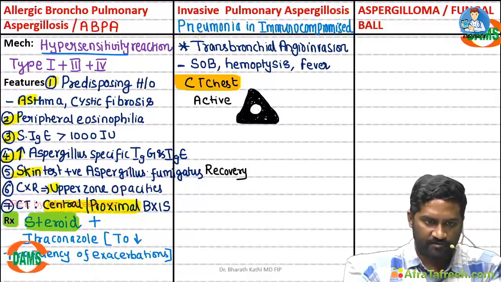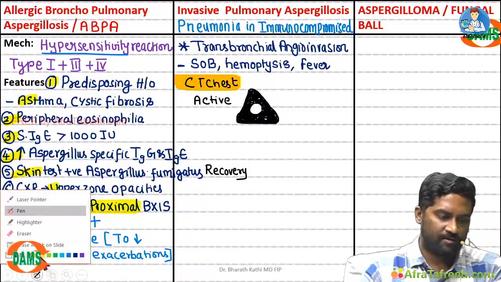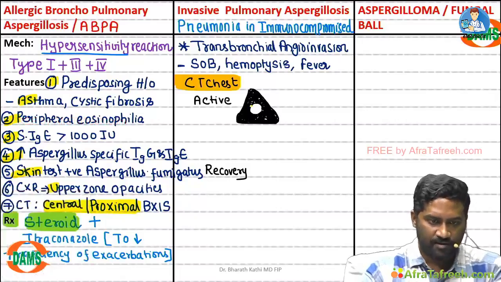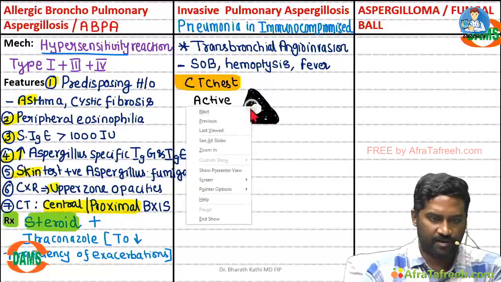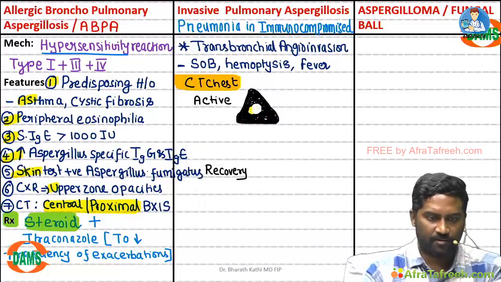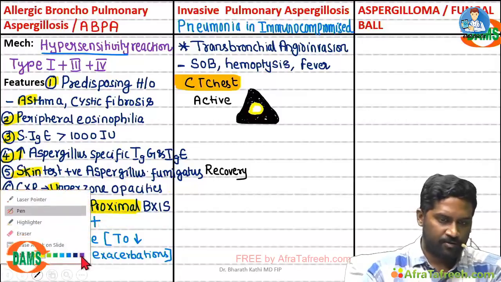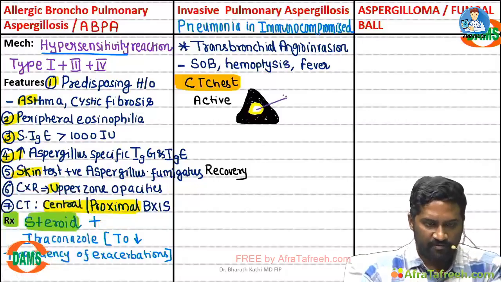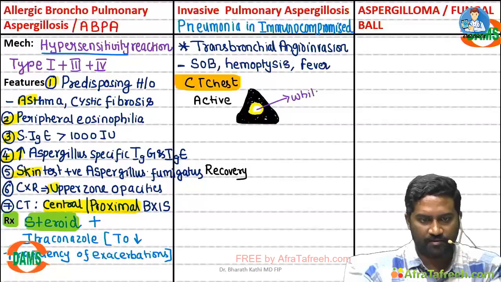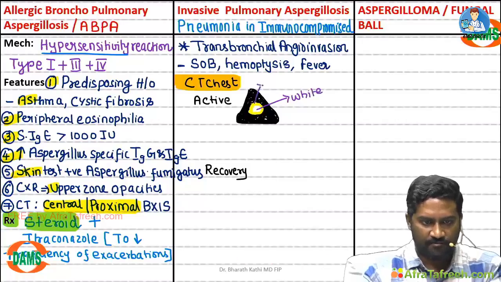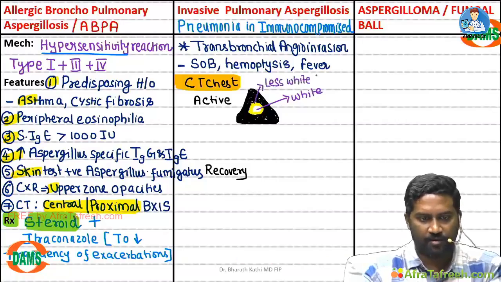Now around that fungus there is also blood, because there is angioinvasion. Blood will also appear white, but when compared to the white of the fungus, it will be less white. Now if you see here, there are two densities. The central portion is white because of fungus, whereas the peripheral portion is less white. Why? Because of blood.